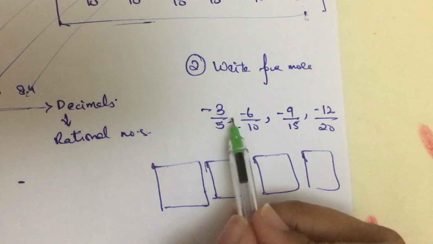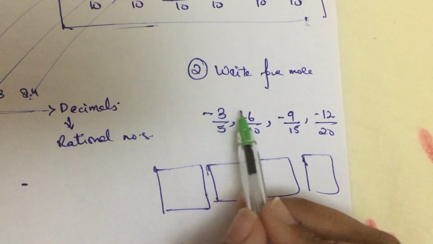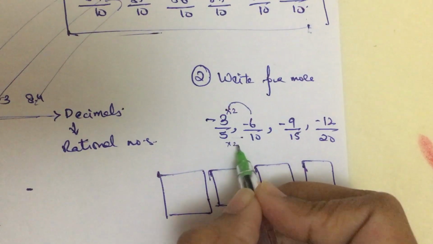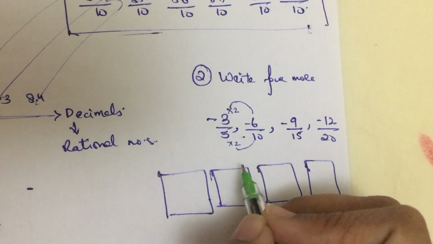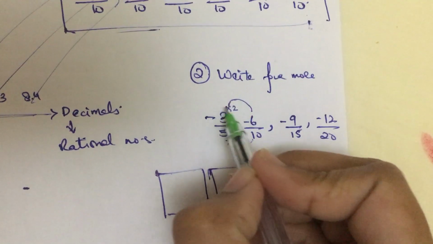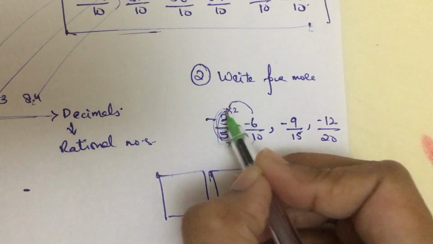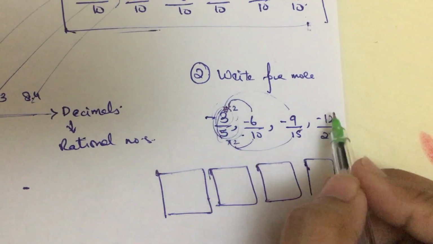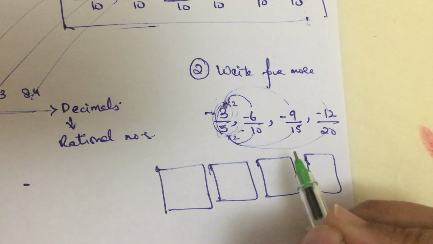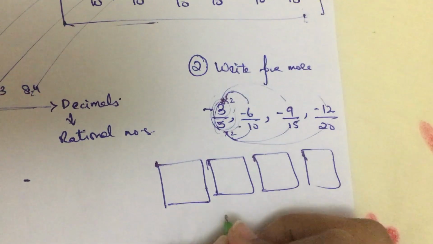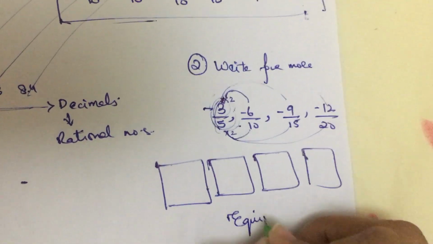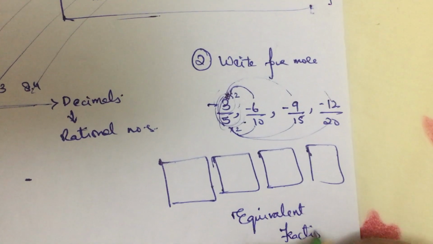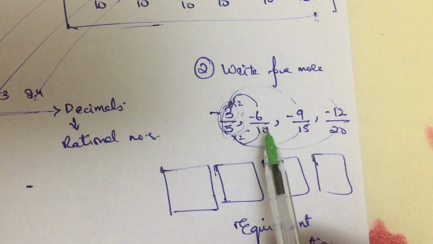How can I write? If you look at this, when I multiply 2 to this, I get this. When I multiply 2 to this, I get this. Then, when I multiply 3 to this full fraction, I get this. When I multiply this full fraction with 4, I am getting this. So, we are getting equivalent fractions.